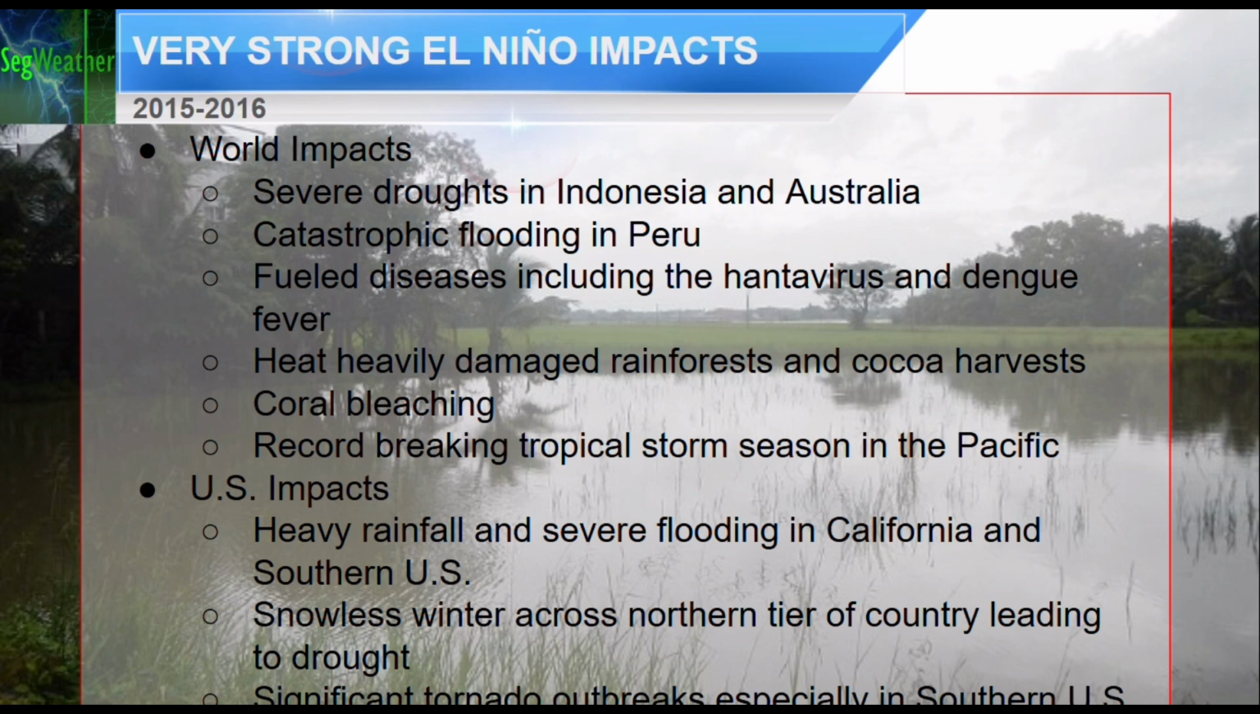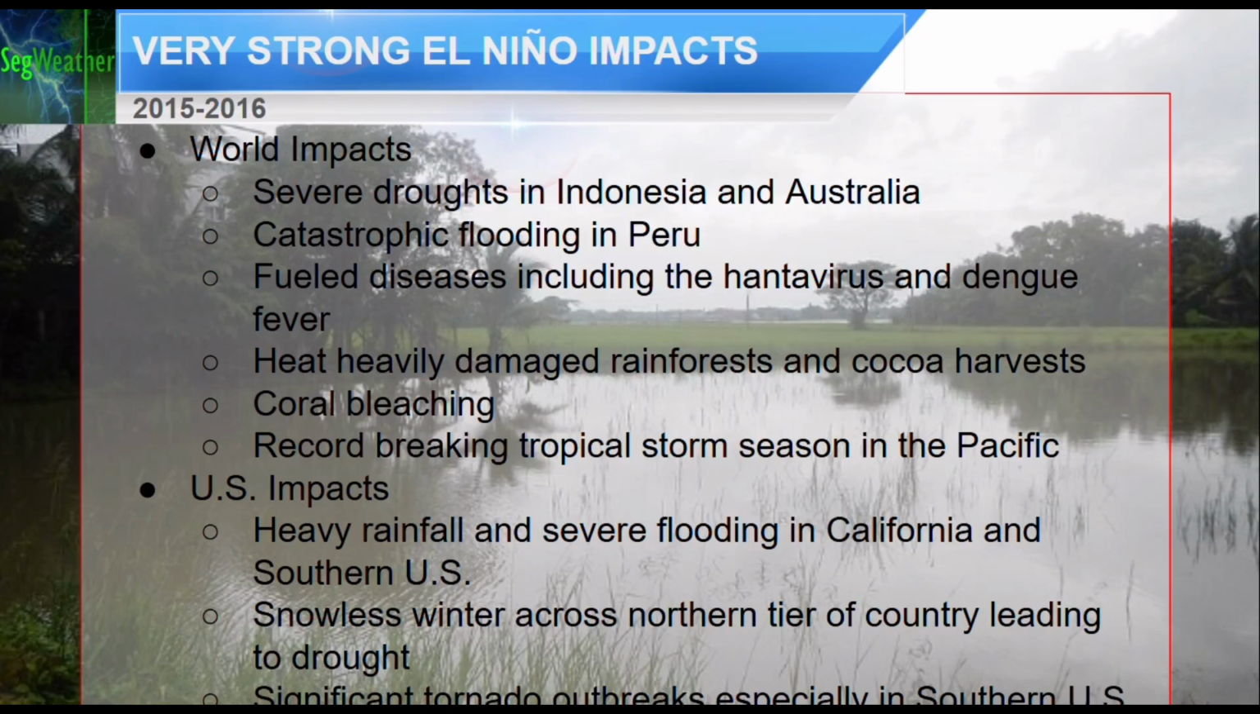Now, looking back at our past very strong El Nino from 2015 to 2016, this one did bring severe droughts to parts of Indonesia and Australia, catastrophic flooding in Peru, and fueled diseases including hantavirus and dengue fever. Unfortunately, El Nino does lead to breeding grounds for disease. Heat also heavily damaged rainforests and cocoa harvests across the world, especially in Chile. Along with that, we had coral bleaching, a record-breaking tropical storm season in the Pacific, especially around Mexico and in parts of, I would say, the Western Pacific, where they had quite significant typhoons. That happened that winter, that two-year period as well.